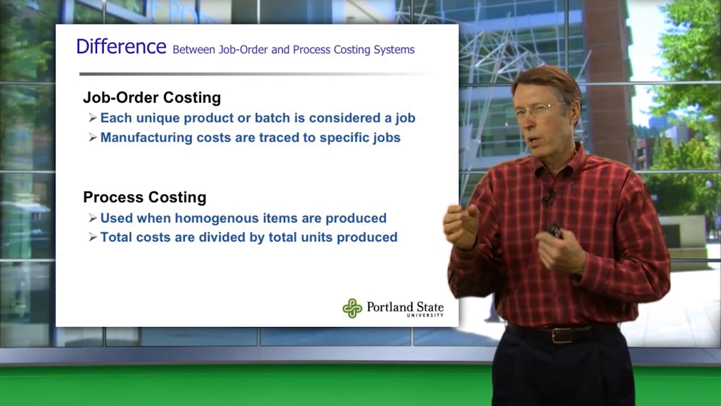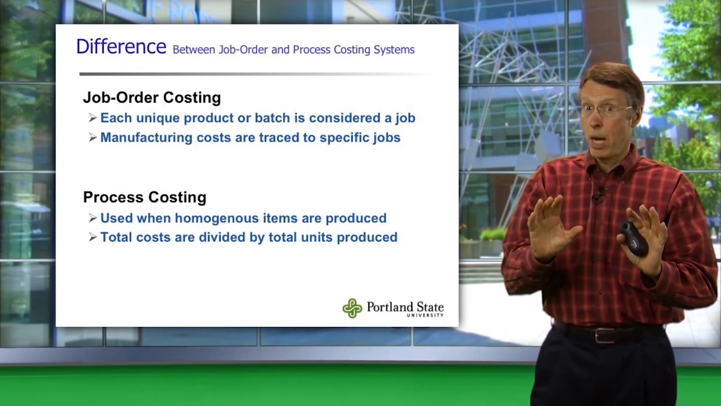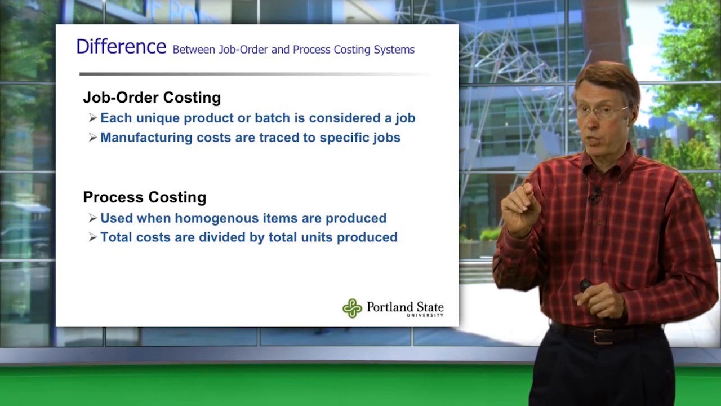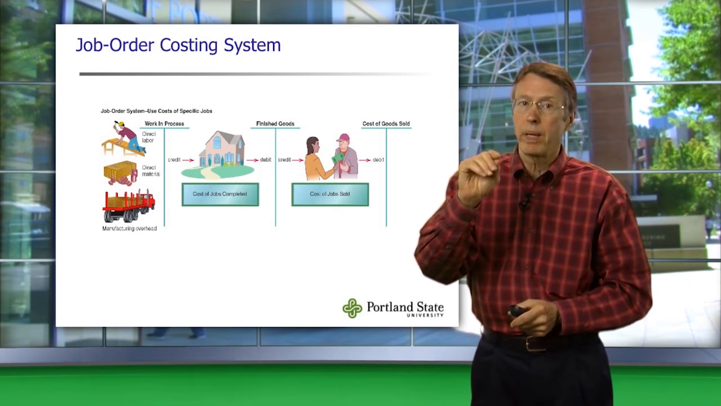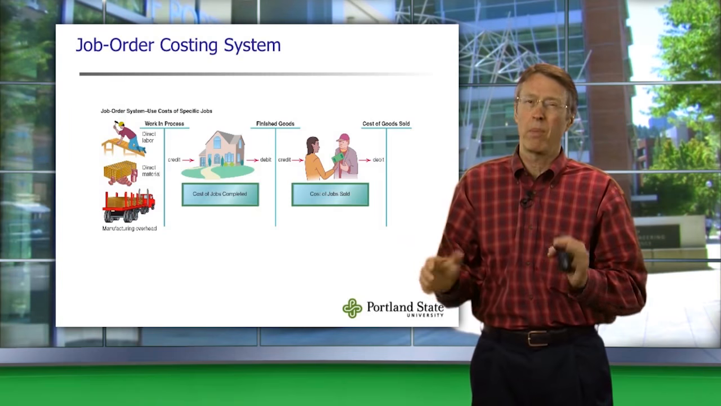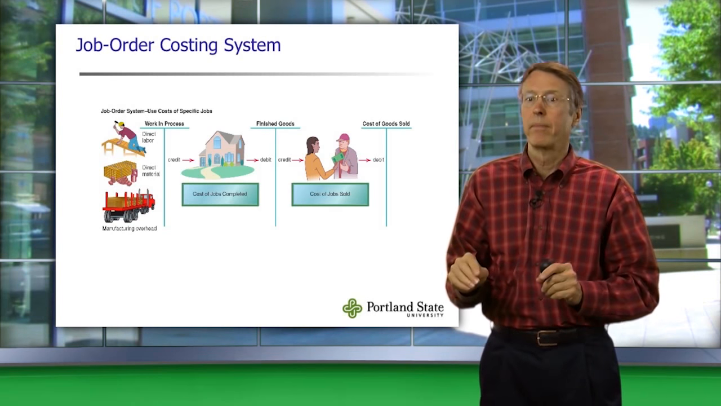Well, let's take a look at Chapter 3 from the textbook. In this case, we're going to look at the differences between job order costing and process costing. We alluded to those a little bit in Chapter 2. We're going to get into them in more detail here today.